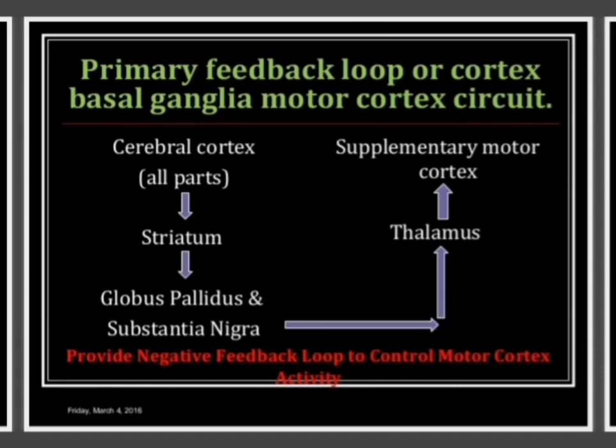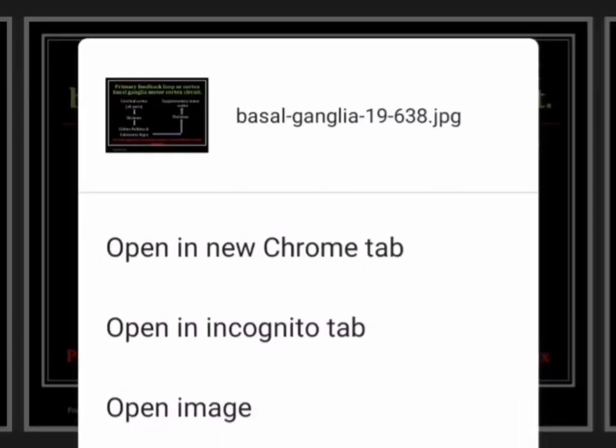You can look here at the primary feedback loop: cortex, basal ganglia, motor cortex circuit. All parts of the cerebral cortex donate impulses to the striatum by fibers. The striatum gives rise to the globus pallidus, internal and external. From there to the substantia nigra, then to the thalamus, and then to the supplementary cortex.